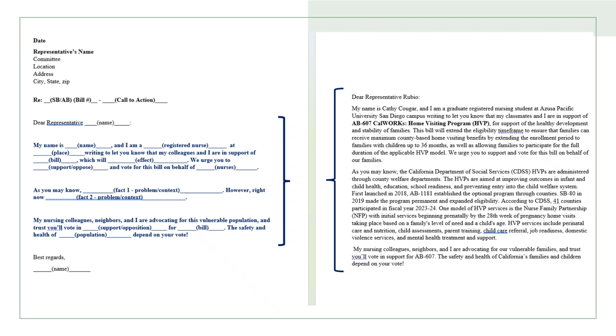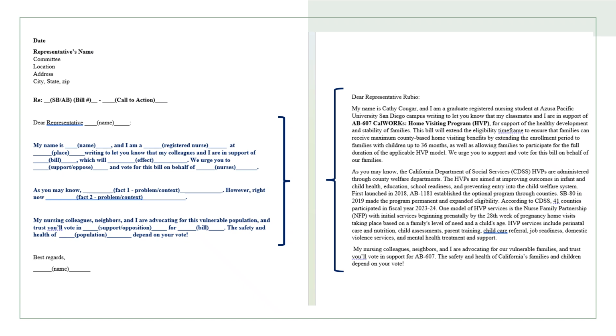You can see the edits that I made on the right from the template on the left. Sometimes you want to tweak it a little bit. For instance, instead of saying my colleagues and I support this, if I'm writing as a graduate nursing student, I let them know that. I could say my classmates and I are in support of this bill.